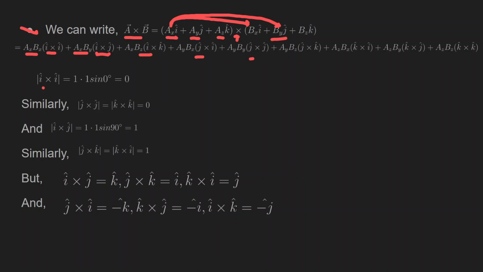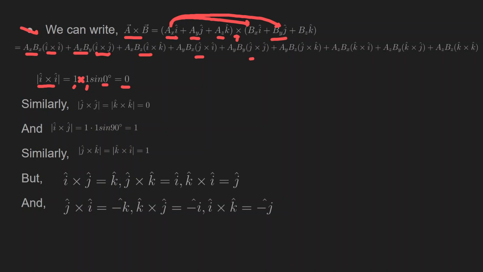Let us see. So I cross I, we are talking about magnitude, because the magnitude of A cross B is equal to the magnitude of A times the magnitude of B times sine theta. The magnitude of I is 1. The angle between them is 0 because it is I and I, so these both are parallel. So sine 0 is 0.